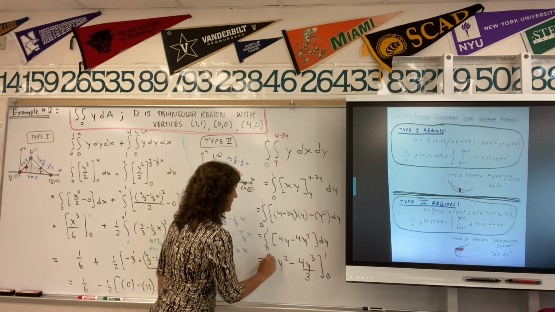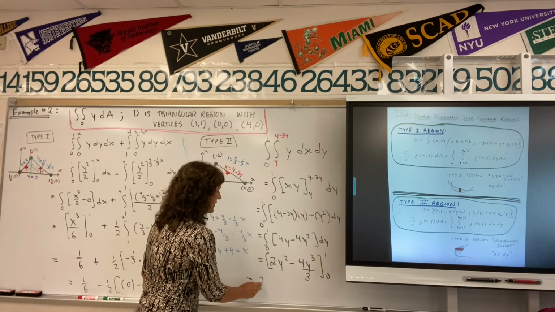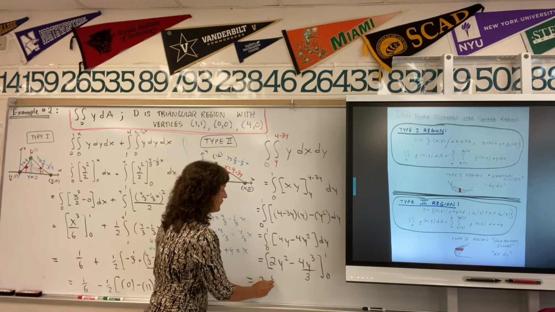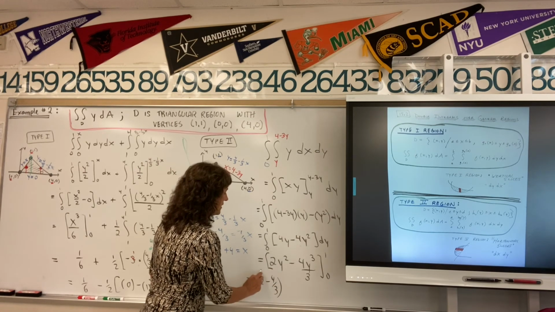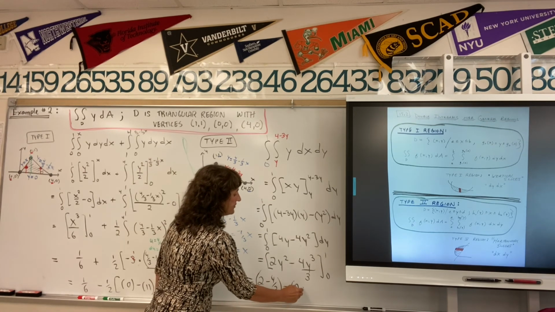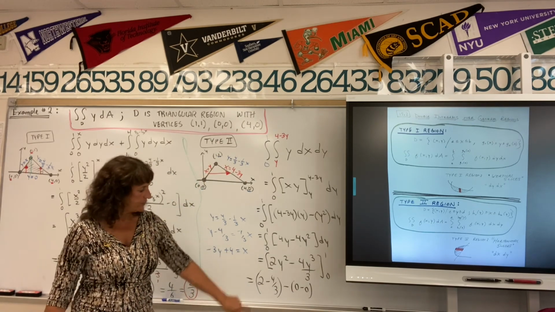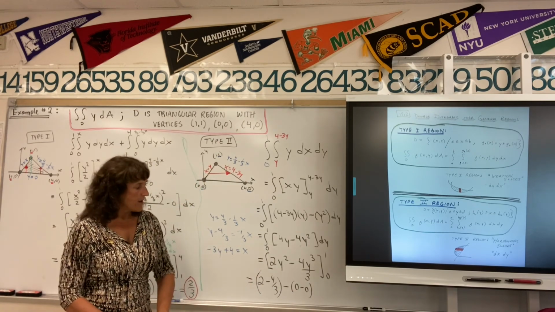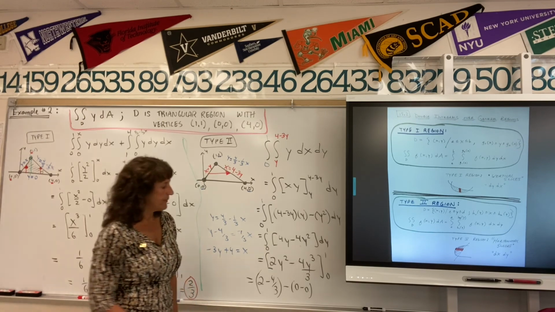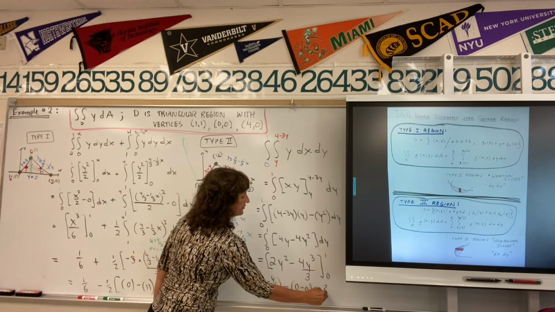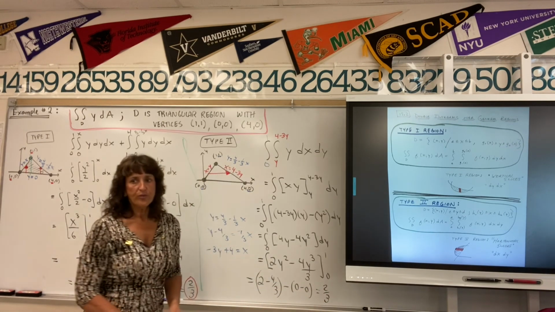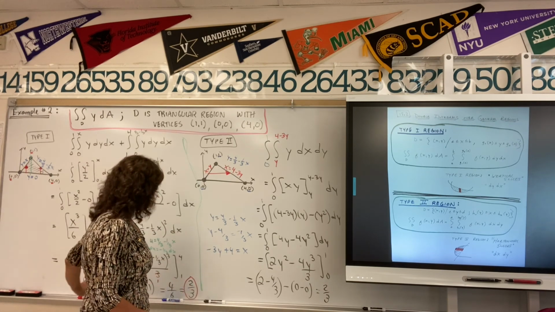We're going to evaluate this from 0 to 1. Plugging in the upper bound gives us 2 minus 4 thirds. Plugging in the lower bound gives us 0 minus 0. So 2 minus 4 thirds is 6 thirds minus 4 thirds, which is 2 thirds. So 2 thirds for the answer.